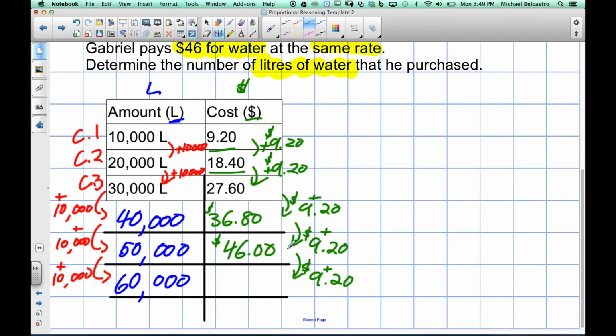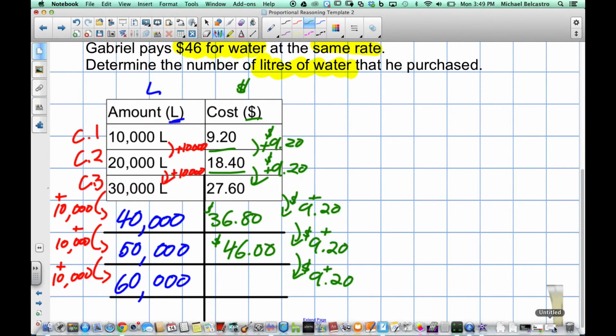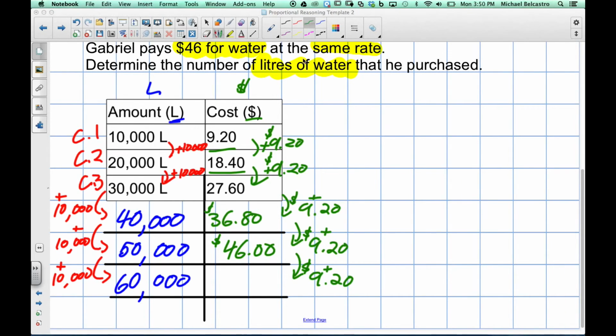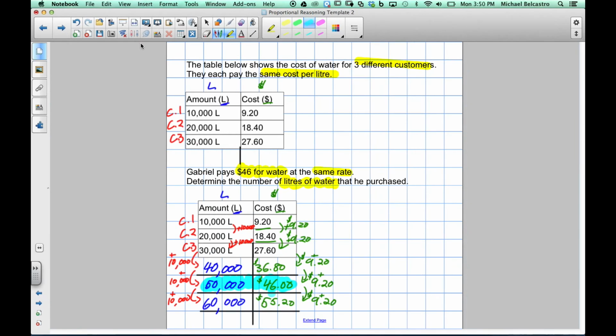Excellent. And finally, we should increase it one more just to complete our table, though many of you may have realized that we might actually be done at this point. Let's take our $46 and add our $9.20, and that gives us $55.20. So we will write that in, $55.20. As we completed the table, you may have noticed that we've already figured out exactly what we needed to know. Gabriel had spent $46, and it turns out that means he purchased 50,000 liters of water in this case.